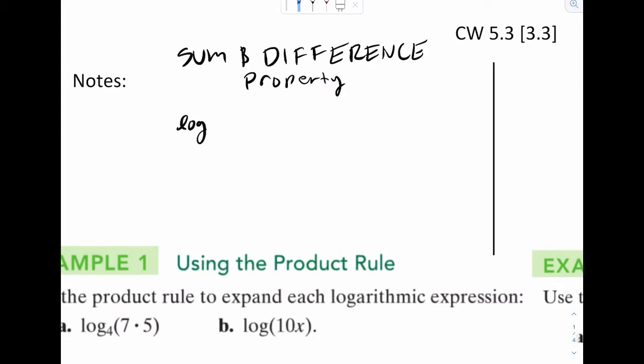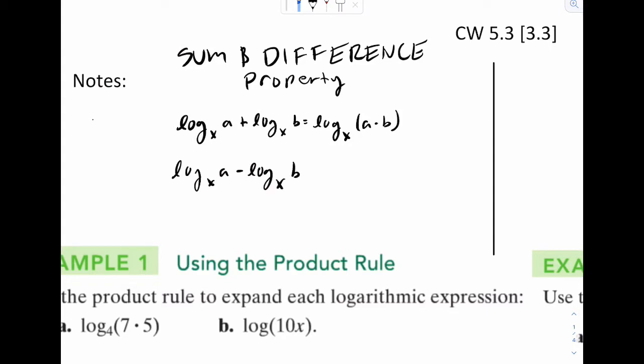Log, I'm going to use x as the base here. So log base x of a plus log base x of b, that's going to equal log base x of a times b. And then if you have log base x of a minus log base x of b, that's going to be log base x of a divided by b.